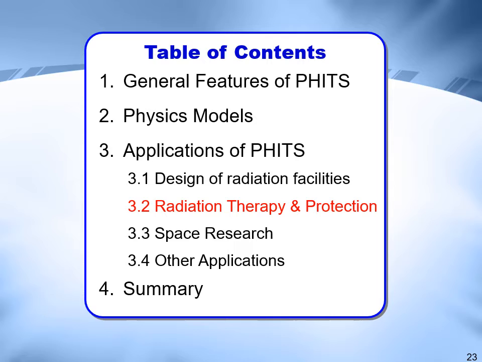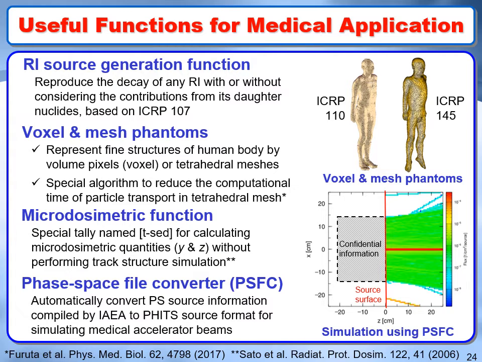Next application is to radiation therapy and protection. PHITS has various useful functions for medical application too. For example, PHITS has an RI source generation function that can reproduce the decay of any RI with or without considering its daughter nuclide contribution, based on ICRP 107.